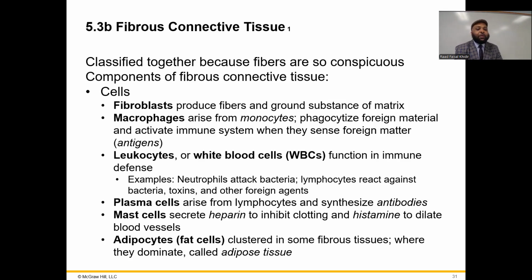So these fibrous connective tissues are classified together because the fibers are so conspicuous, and the components of the fibrous connective tissue are the cells. In the fibrous connective tissue, you have the fibroblasts. These are the ones who secrete fiber tissue. They produce fibers and ground substance of the matrix.